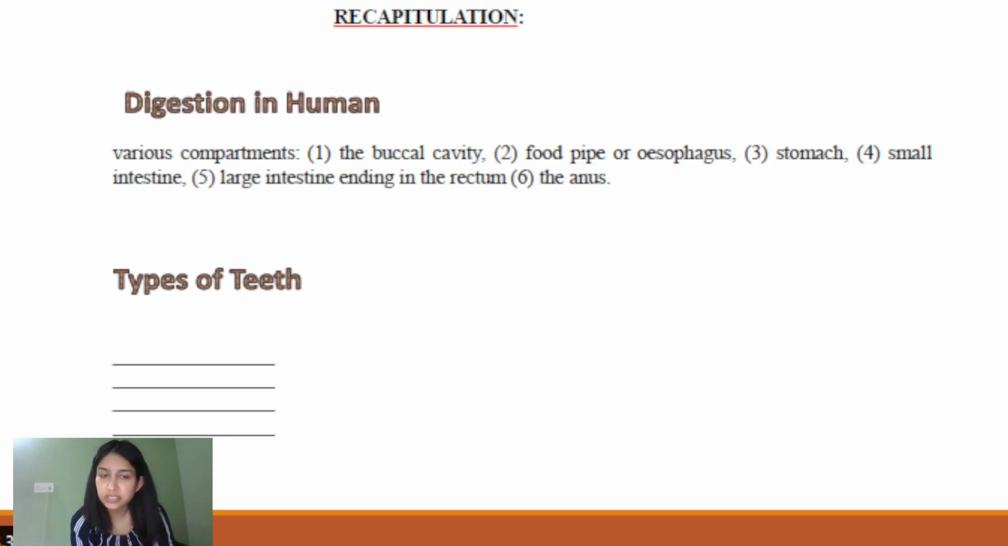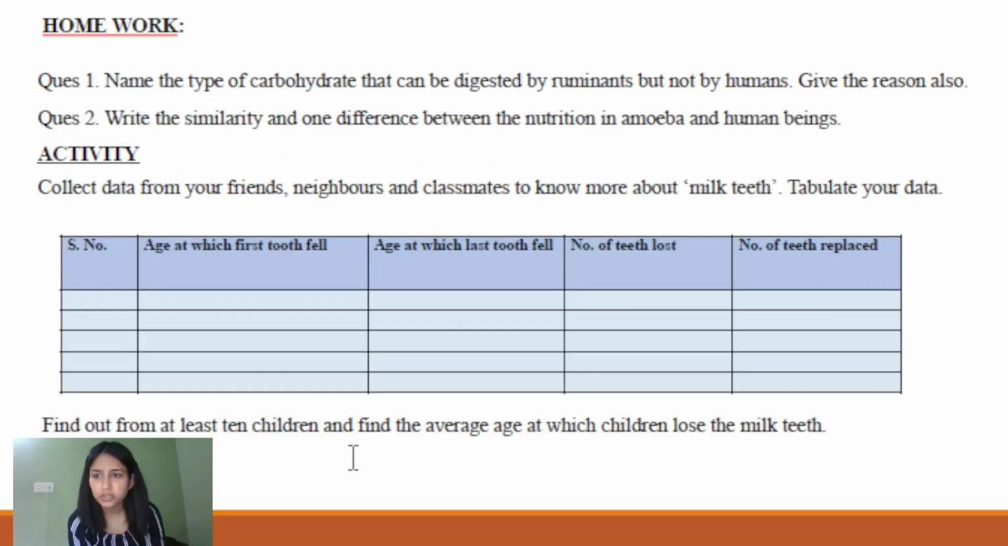We have molars, premolars, incisors, and canines as the 4 different types of teeth, and they have different functions in our mouth. So for homework, you have these two questions and one activity.